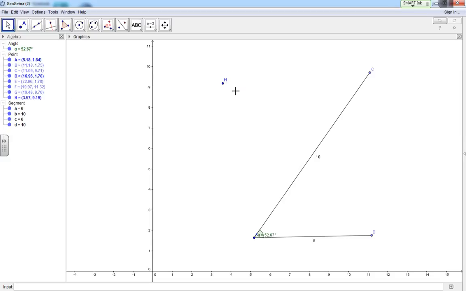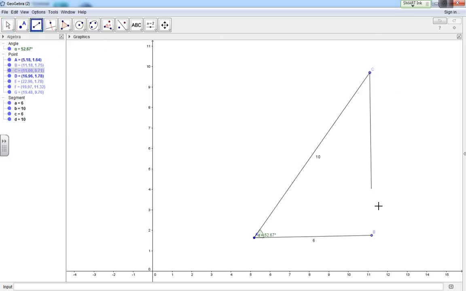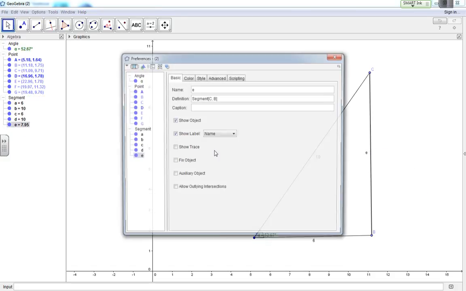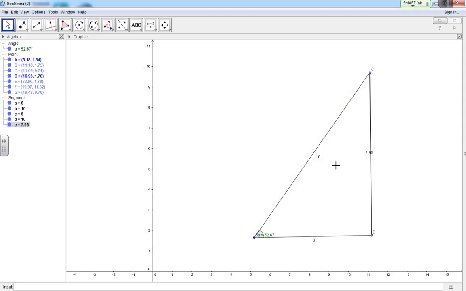Alright, sorry about that. Here we go. Now we have that third triangle side length. And sure, let's have them show us its value. Alright, so his length is 7.95 right now. Let's say I wanted to create a different length right here. So I don't want it to be 7.95.